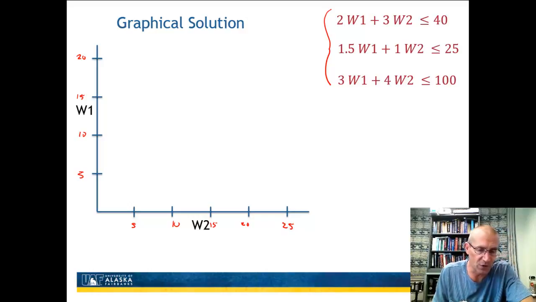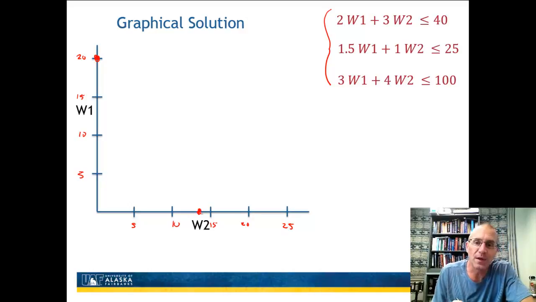So let's look at our first constraint, which says 2 widgets 1 and 3 widgets 2 has to be less than or equal to 40. This is a linear equation, linear in widget 1 and widget 2. What I could do is make just widget 1, I could make 20 of those, or I could make just widget 2, 40 over 3, which is 13.3, of those.